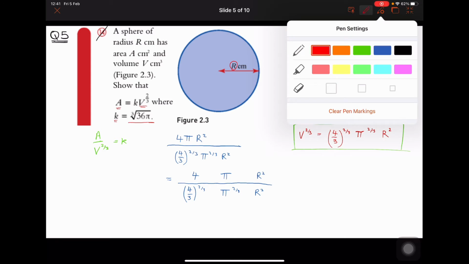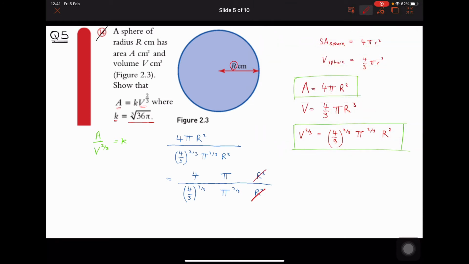So firstly, r squared divided by r squared, well, they just cancel out with one another. This pi here is pi to the 1, so it's pi to the 3 over 3. And so pi to the 3 over 3 divided by pi to the 2 over 3 is pi to the 1 over 3. So bear that in mind. I'll write it here. Equals, and I'll just write 4 over 3 to the 2 over 3 for now.